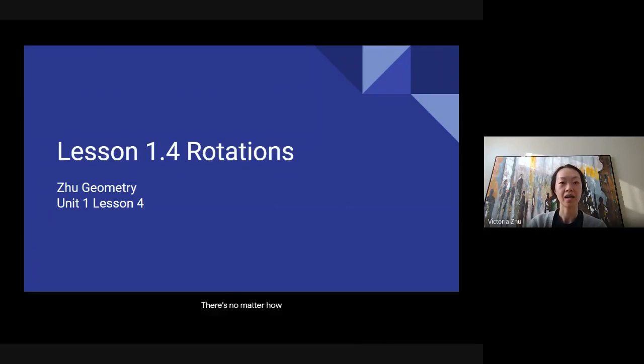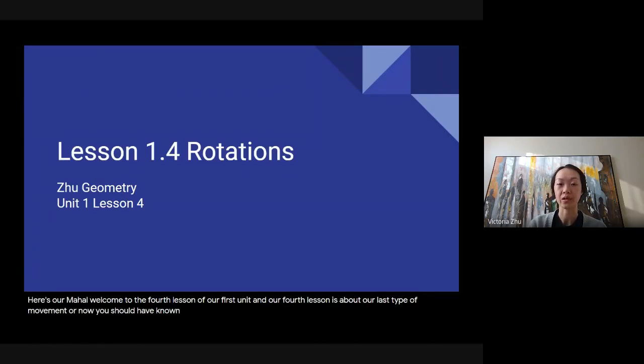学生们好, welcome to the fourth lesson of our first unit, and our fourth lesson is about our last type of movement, or now you should have known they're called transformations. Our last type of transformation is rotations.